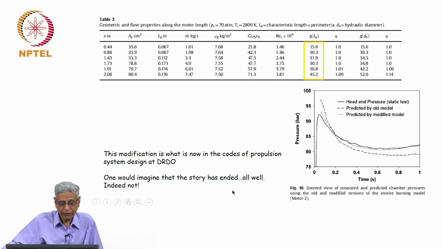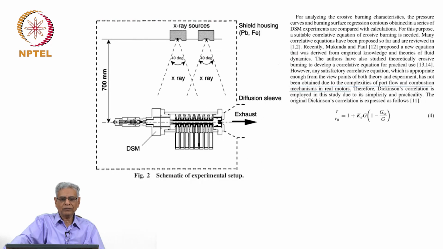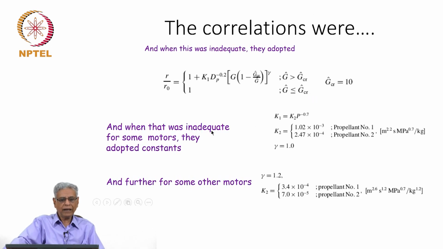And we thought that we have done the job adequately, but it turned out that there is a paper that appeared in 2006 in Journal of Propulsion and Power, you will see that here, and they addressed the question of erosive burning of aluminized composite propellants using X-rays and measurement, correlation and application. What they did essentially was, they also referred to our paper and used this, and they found something very strange. I will come back to this experimental stuff later. They made calculations using our expression and found that it was not doing well.